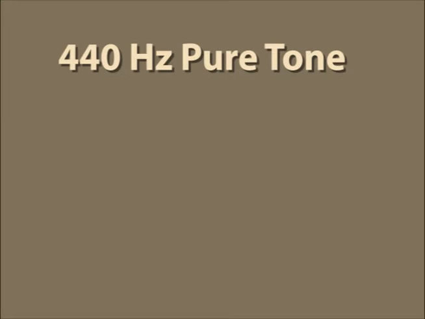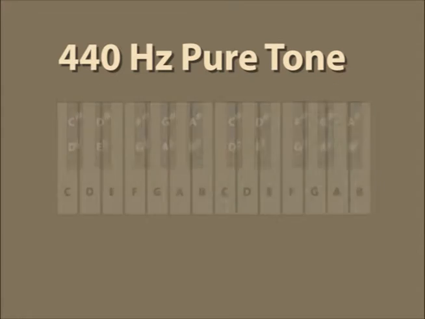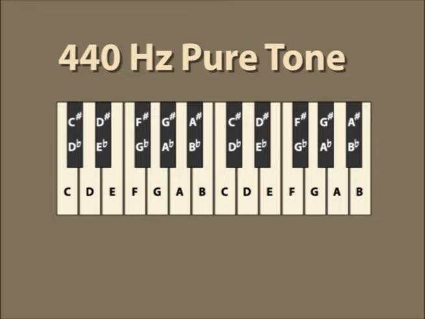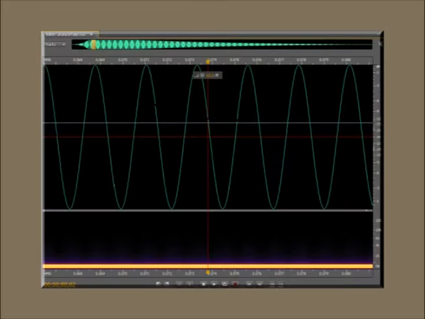Let's start with a simple tone of a frequency of 440 Hz, or 440 cycles per second. This is known as a pure tone. On the piano keyboard, 440 Hz corresponds to a note of A above middle C. Here is what a 440 Hz sine wave sounds like, and here is what a 440 Hz pure tone looks like on a device that plots amplitude versus time.